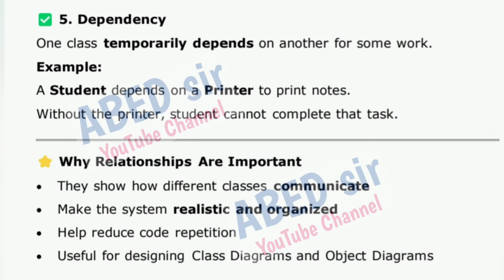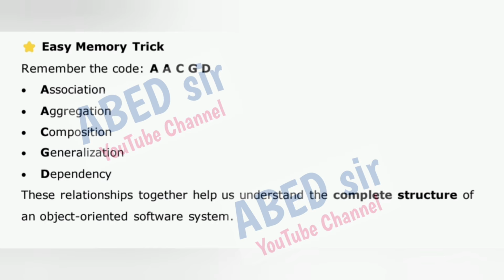Easy memory trick. Remember the code AACGD. Association. Aggregation. Composition. Generalization. Dependency. These relationships together help us understand the complete structure of an object-oriented software system.